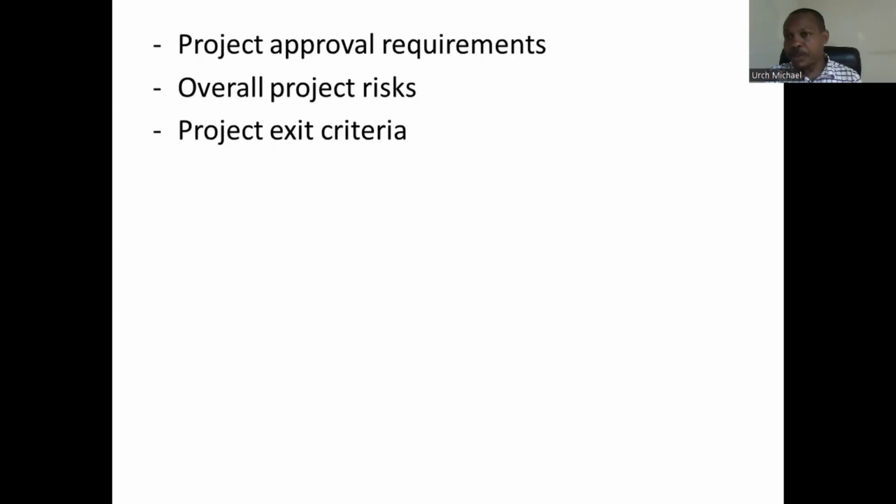We need to complete all the procurement. We have to sign all the documents. Who is to sign the documents? What and what are we supposed to do? So all that will have to be put into consideration.